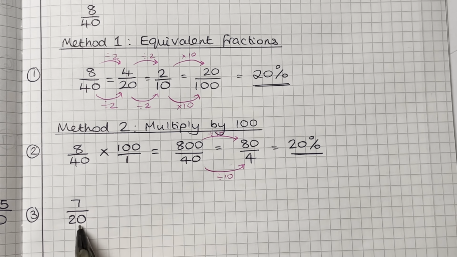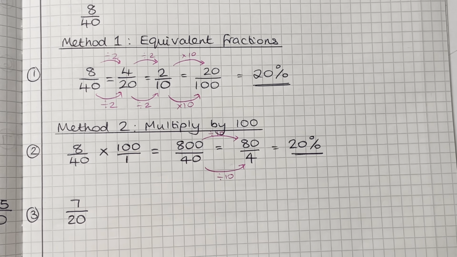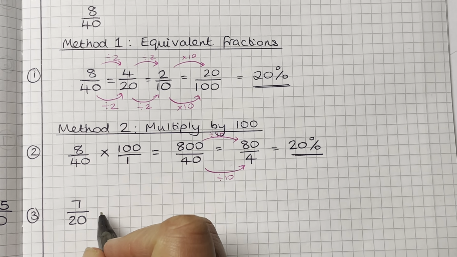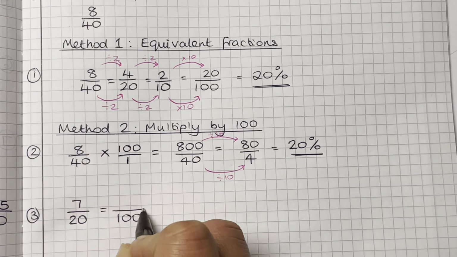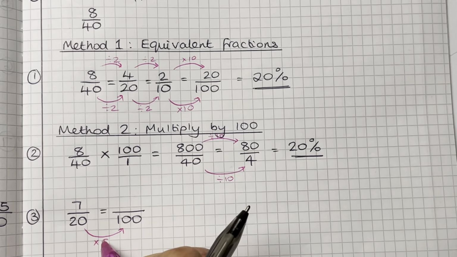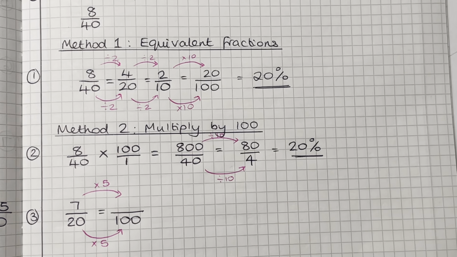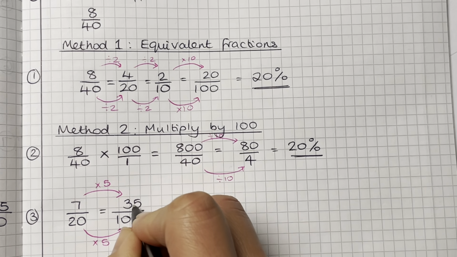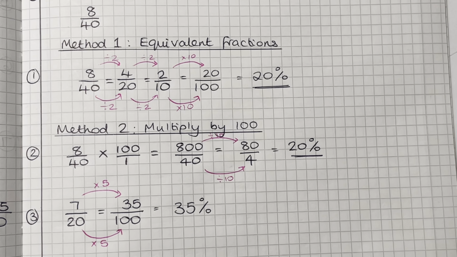Now with something like this, I might be able to go in straight away. I don't need to simplify or do anything with my fraction. I just go straight in, and I know that I can use equivalent fractions to make 100 the denominator. To get from 20 to 100, I need to multiply by 5. 7 multiplied by 5 is going to give me 35, and therefore I have my 35%.